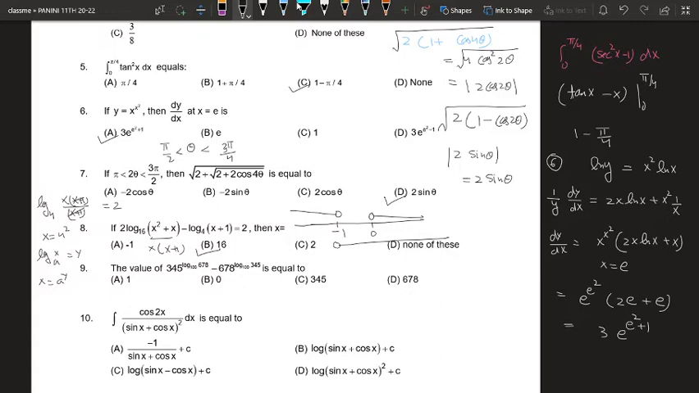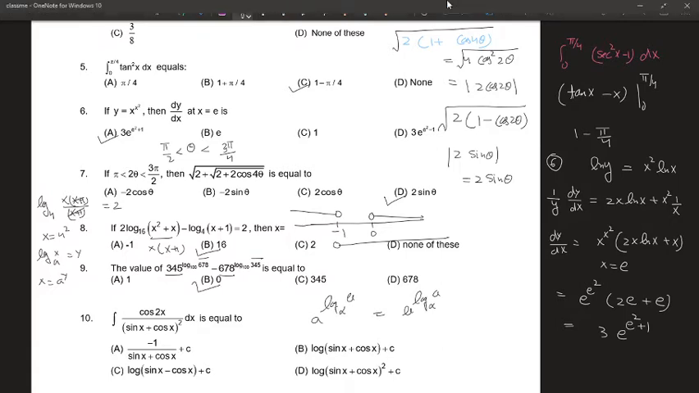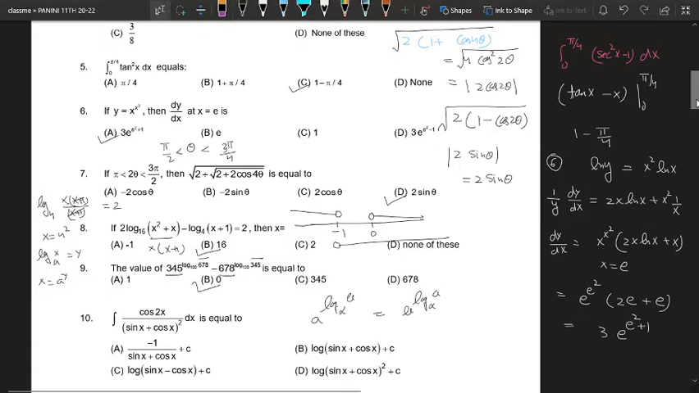So ninth, the value of this problem, I think, is based on this property of logarithm: a raised to power log b base alpha, we can interchange a and b. This is equal to b raised to power log a base alpha. Now 345 base 100, 678 and 345, I think in both the logarithms the base is 100. That means both quantities are equal. Answer would be B. Again, this was a property based problem.